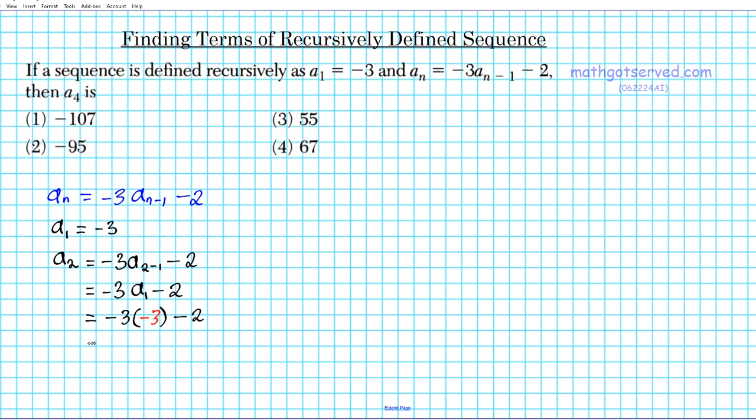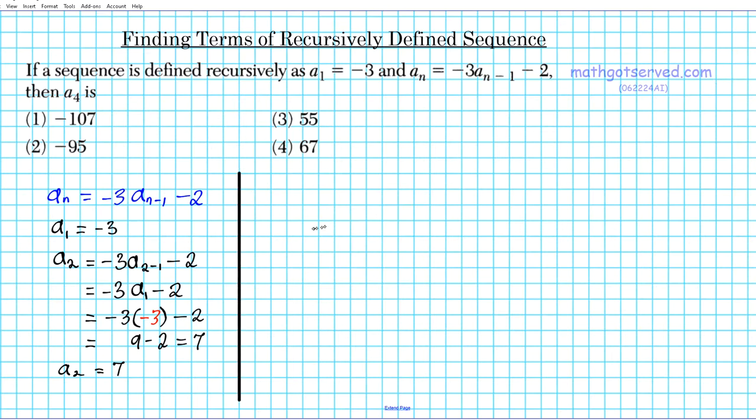Now we just simplify this using PEMDAS. Multiply first: negative 3 times negative 3 is positive 9, minus 2. 9 minus 2 is 7. So the second term of this recursively defined sequence is 7. We're just going to follow the same pattern to generate the third term and the fourth term.